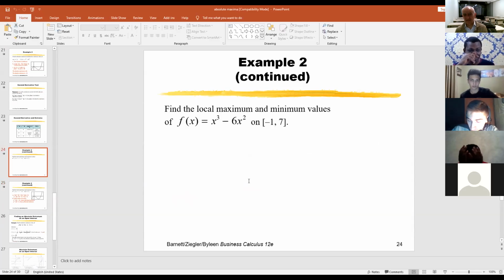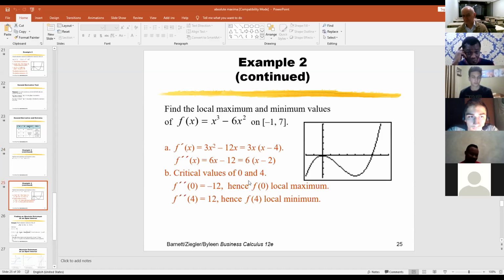Now here we have the same function, the same interval, but now we need to find not the absolute maximum and absolute minimum, but the local maximum and local minimum. It's more complicated, yet it's more challenging. So the first step is the same. We need to find the first derivative. And we know that the critical values are 0 and 4, but now we need to find whether at these critical values the function has a local maximum or local minimum.